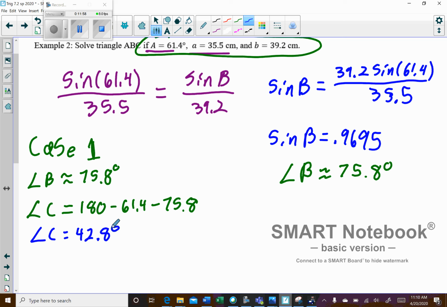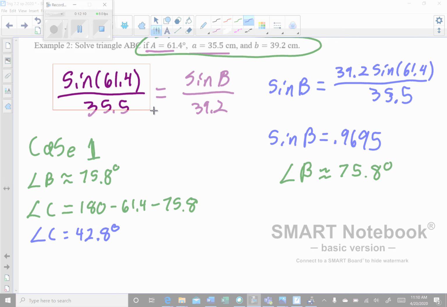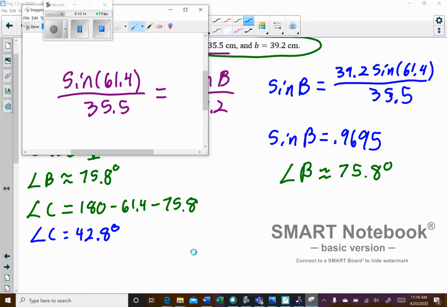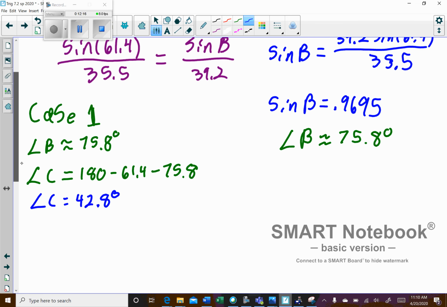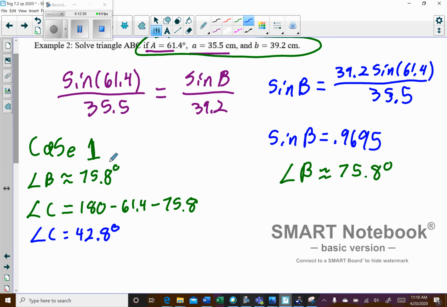Okay, so then the only thing we're missing now is side C. Okay, so what I'm going to do here is I actually want to go ahead and use the ratio I already started with up here. Grab this. So I'm going to use this ratio I've already started with. I'm going to paste it.